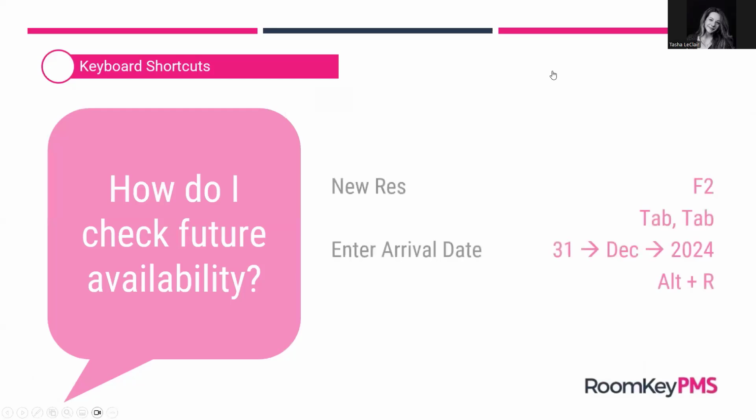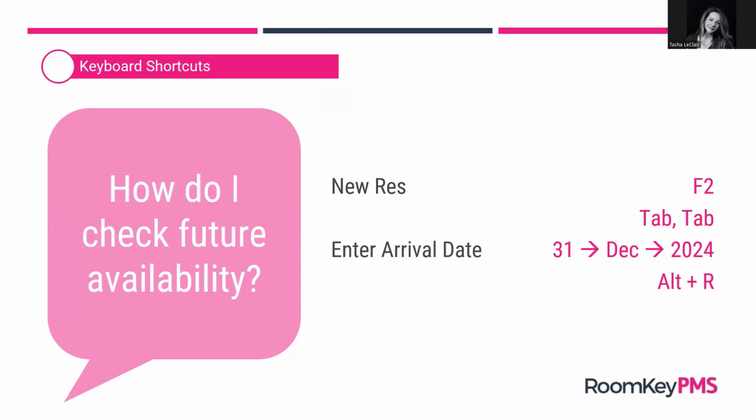So just to recap, the key strikes that I used there, I used the F2 key to begin a new reservation. I clicked tab twice, and then I entered the arrival date for the reservation. So I used the arrival date, December 31st. I used my arrow keys to advance to each one of those values. And then to refresh the calendar or to view that availability, I clicked Alt-R.